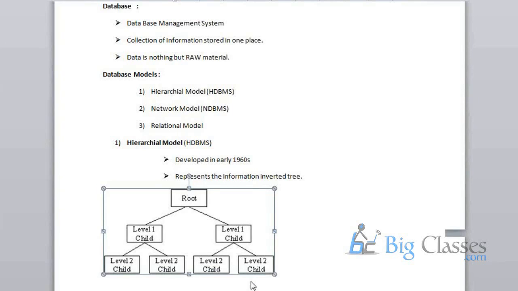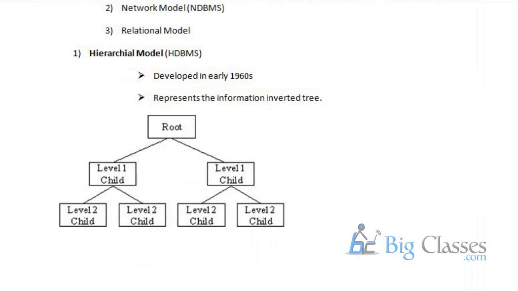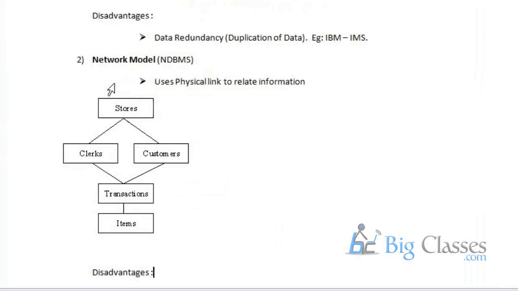The disadvantage with this hierarchical model is data redundancy. That is, duplication of data occurs because of this model. An example of the hierarchical model is IMS, that is Information Management System. IMS stands for Information Management System. This is an example of the hierarchical model.